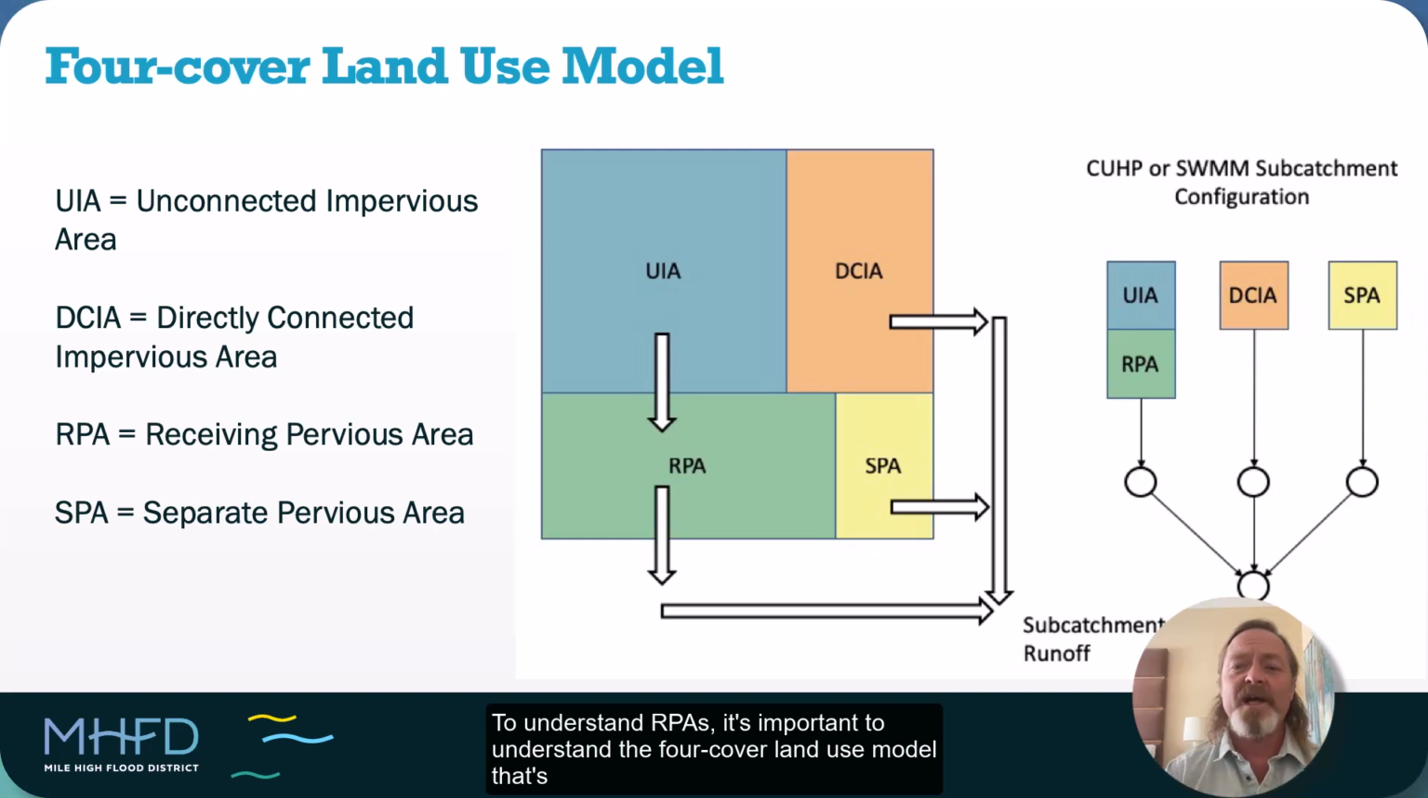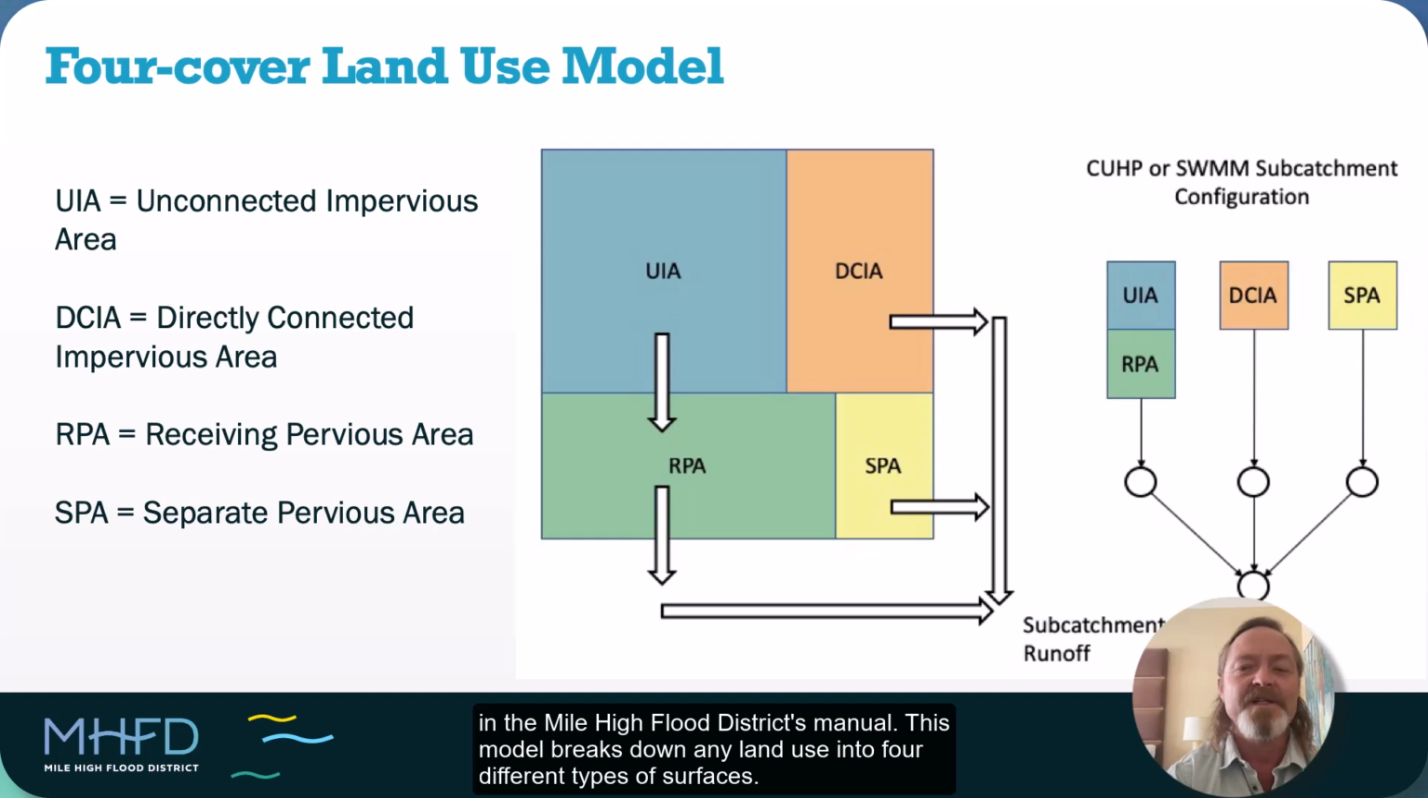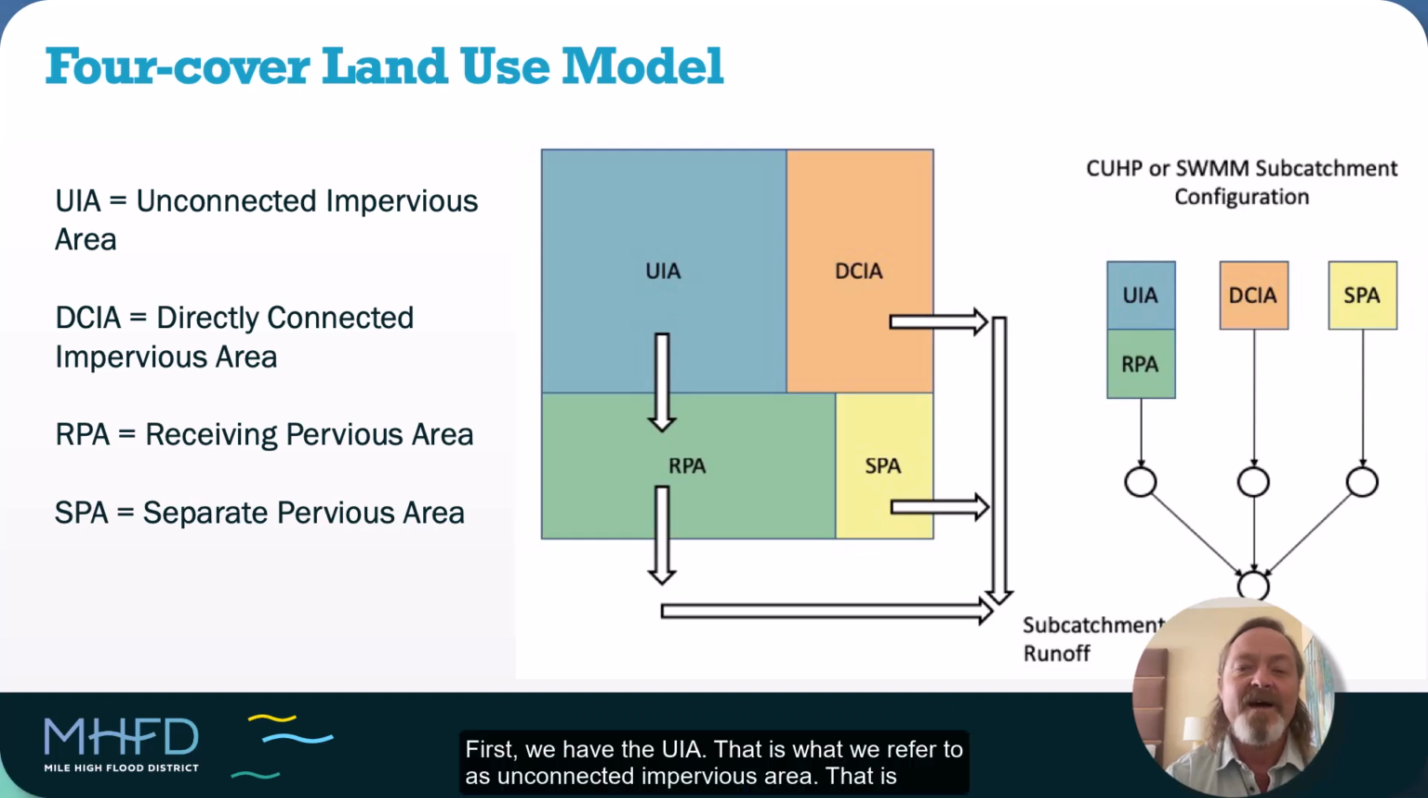To understand RPAs, it's important to understand the 4-cover land use model that's in the Mile High Flood District's manual. This model breaks down any land use into 4 different types of surfaces. First, we have the UIA. That is what we refer to as unconnected impervious area. That is impervious area that drains over a receiving pervious area, or RPA.